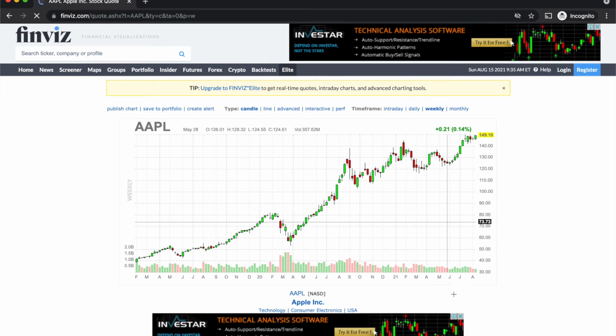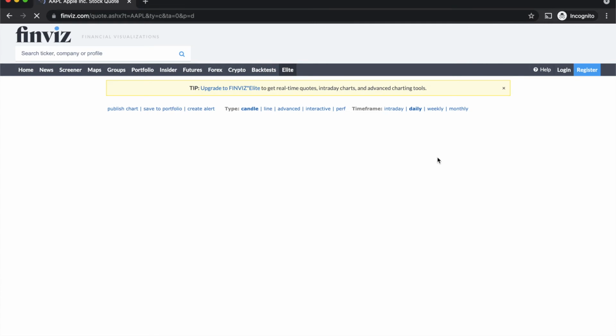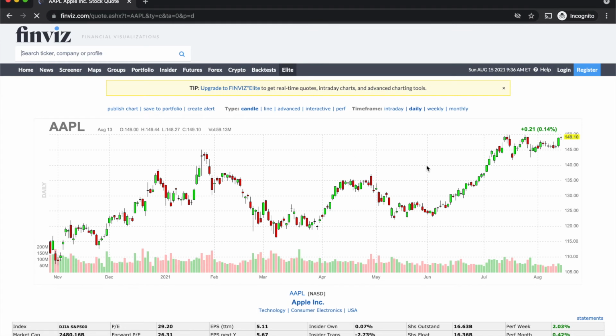And now finally we can go to the daily chart. So I'll just click on daily here, and now the daily chart is loading, so we'll just give it a minute to load. Usually this is pretty fast, it just took some time. I think there is some problem with the internet connection. Usually it is pretty fast.